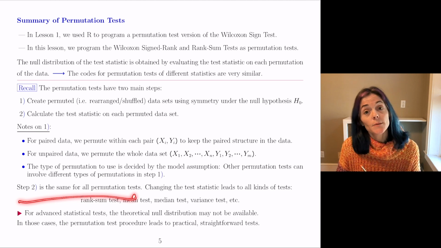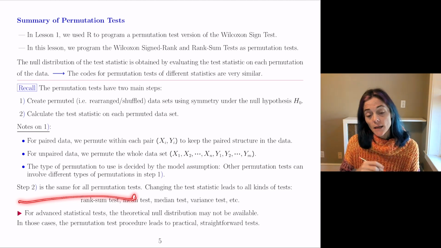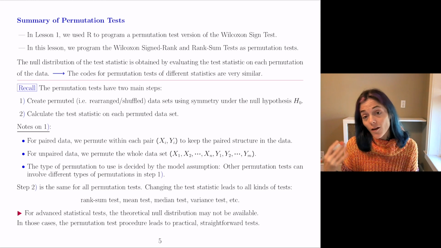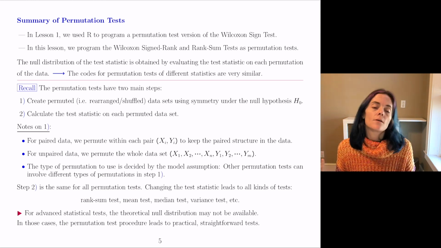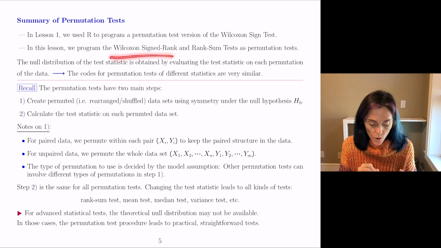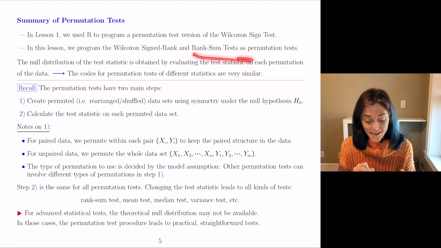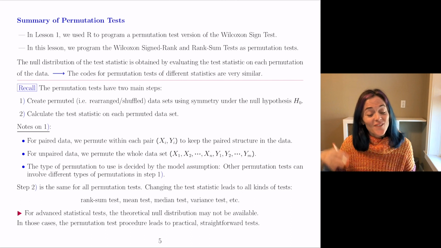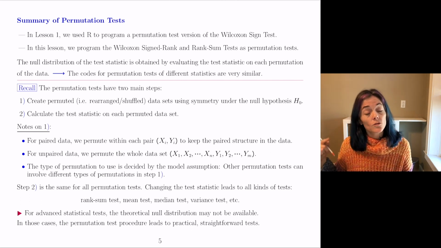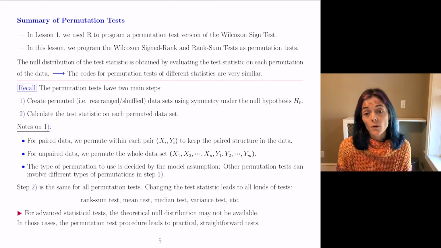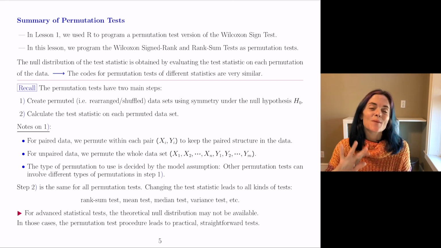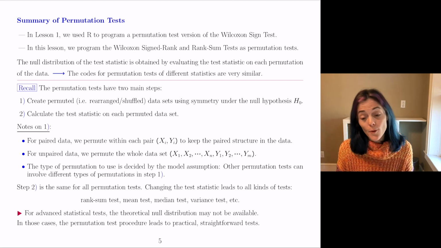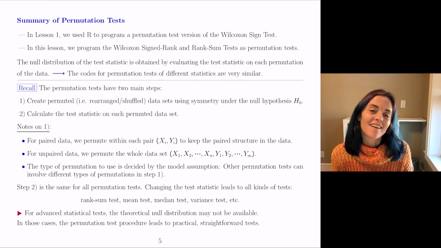Step 2 looks very similar for all permutation tests. And if you change the test statistic, you get all kinds of different tests. Now, in reality, we don't need a permutation test for the Wilcoxon Signed-Rank Test or the Wilcoxon Rank-Sum Test. We could just use the R command. However, for advanced statistical tests, the theoretical null distribution may not be available. In those cases, this is when permutation tests shine. They are very practical and very straightforward tests, and this is why we're learning how to program them in R.